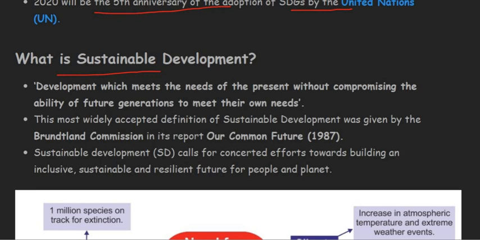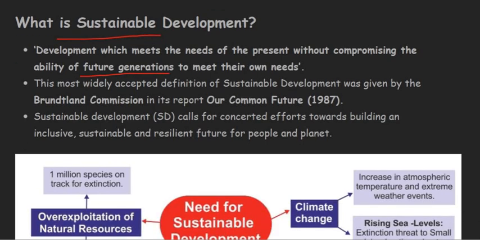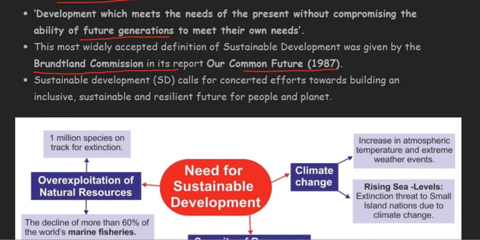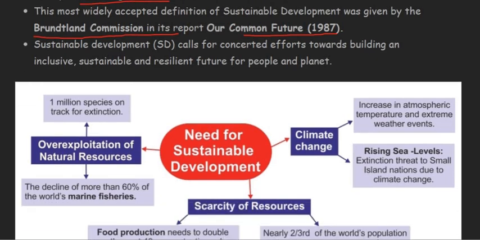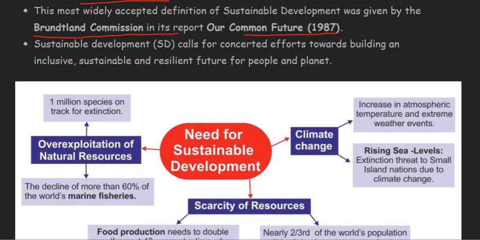Development, which meets the needs of the present without compromising the ability of future generations to meet their own needs. This most widely accepted definition of sustainable development was given by the Brundtland Commission in its report Our Common Future, 1987. Sustainable development, SD, calls for concerted efforts towards building an inclusive, sustainable, and resilient future for people and planet.